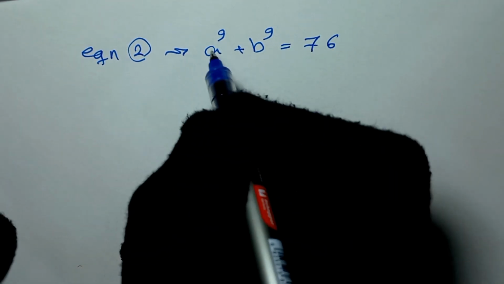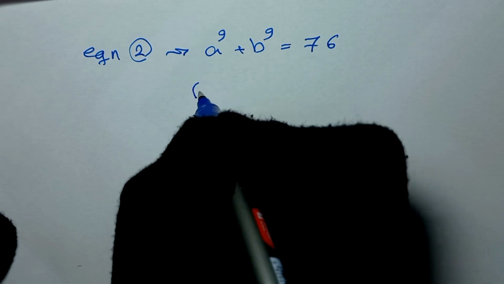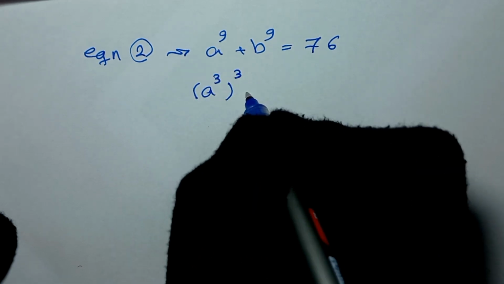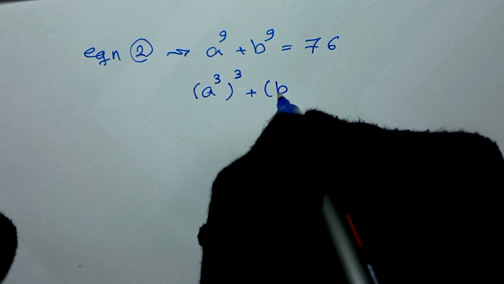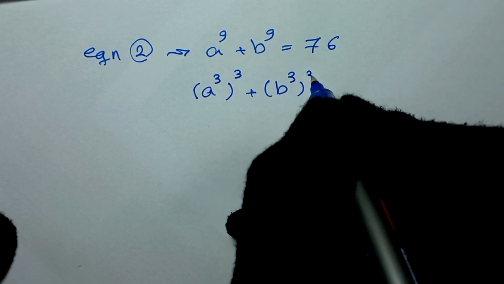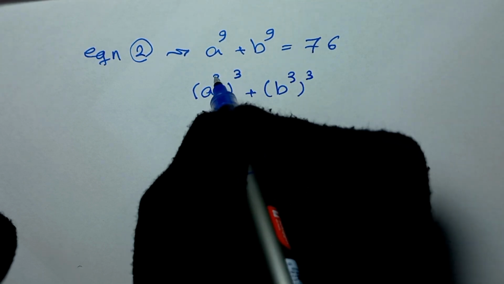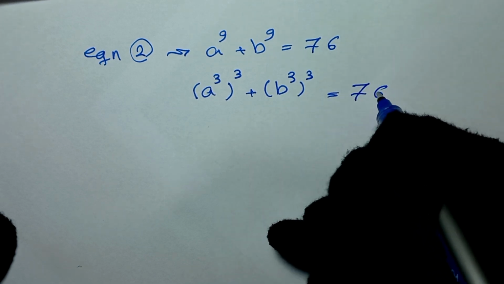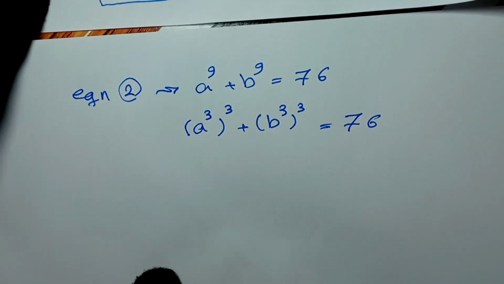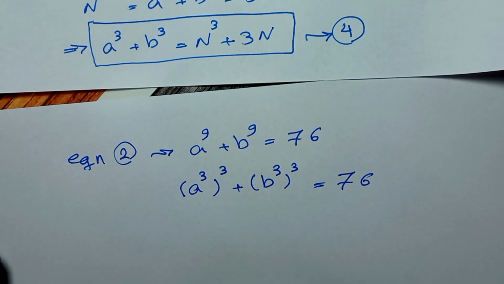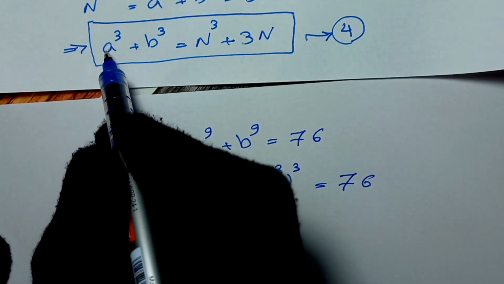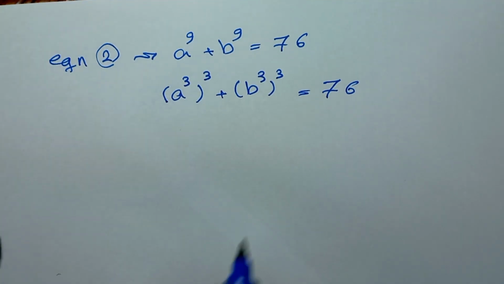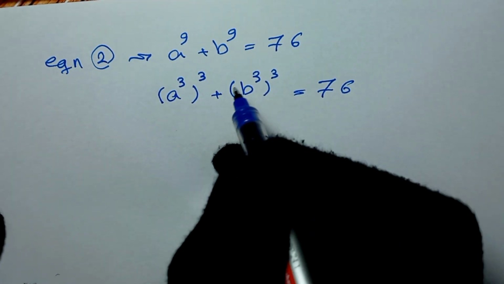And in here we can write a to the power of 9 as a to the power of 3 to the power of 3, plus b to the power of 3 to the power of 3, right? This is equal to a to the power of 9 plus b to the power of 9, which is equal to 76. And from equation 4, we have the value of a cube plus b cube, right? So in here, we can write this in this form.